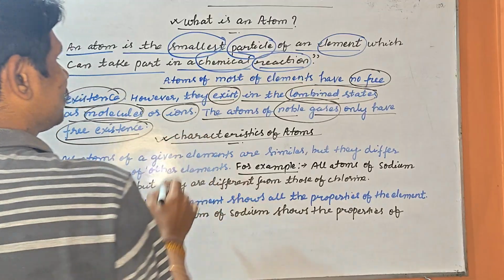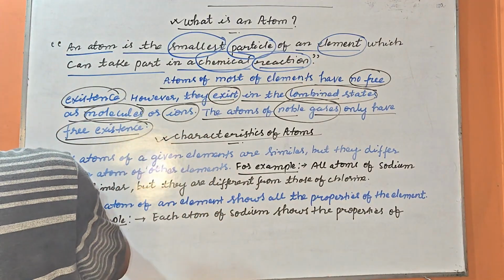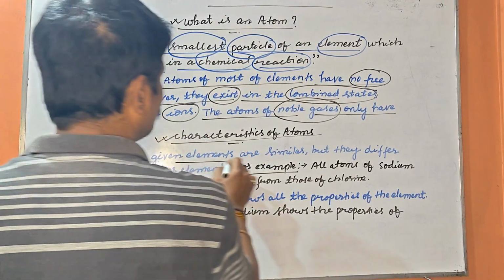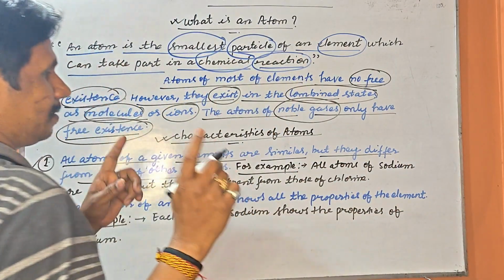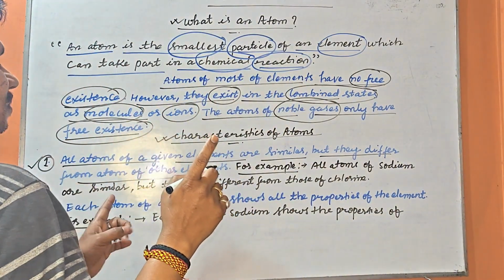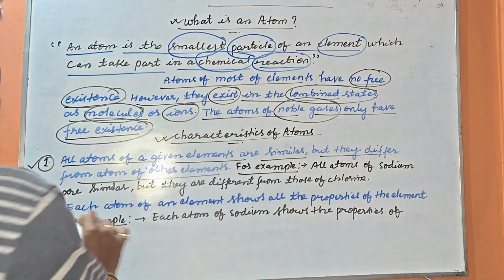Second part is the characteristics of atom. There are a few characteristics of atom. First, all atoms of a given element are similar, but they differ from atoms of other elements. For example, all atoms of sodium are similar, but they are different from those of chlorine.